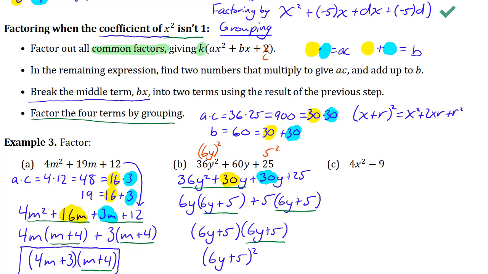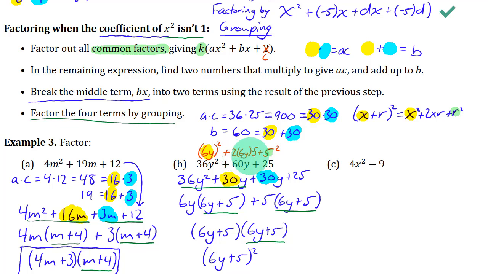So that's kind of like the x is 6y, and the 5 is r. And what if you had the 2x term here, 2xr term? That's going to be 2 times x, which is 6y here, times 5.